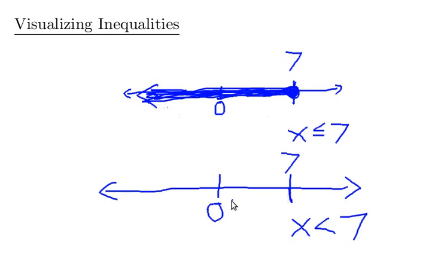And we want to show everything less than 7. All we would do for that is draw an empty circle and then fill in everything to the left. This represents every single number that is less than 7, excluding 7, because 7 is not less than itself. This shows what we call a strict inequality. So 6.99999 will be on here, but 7 will not.